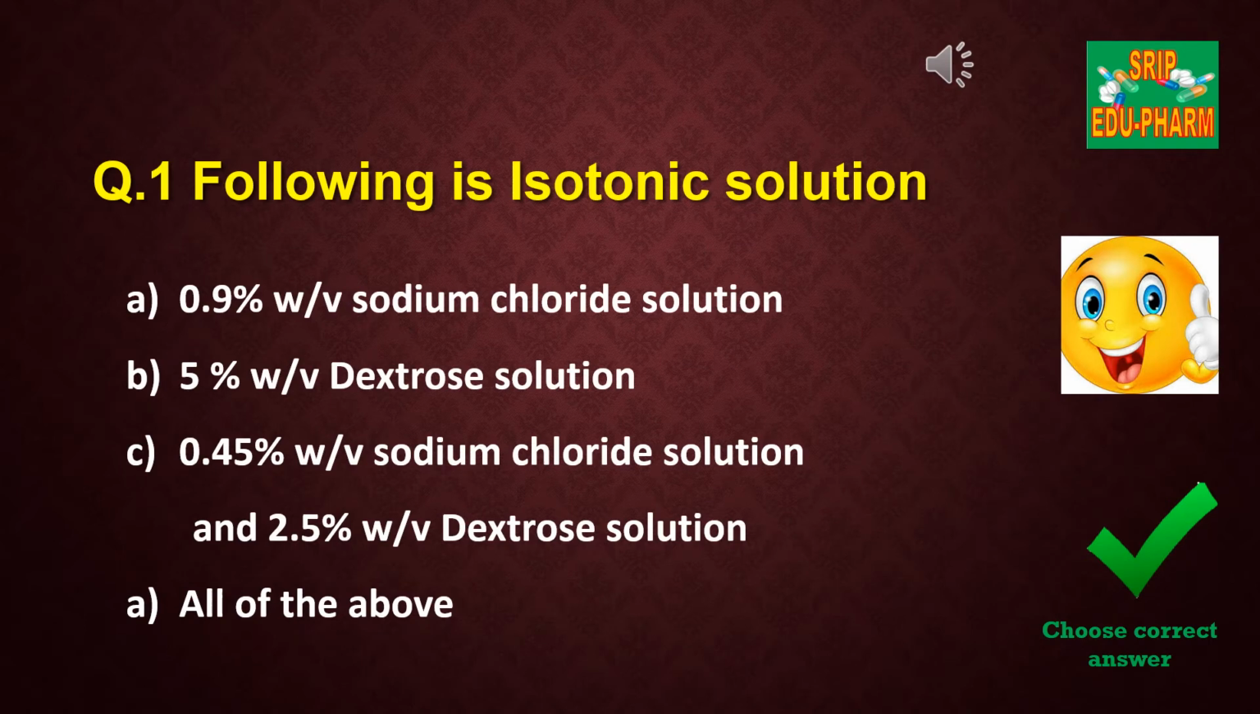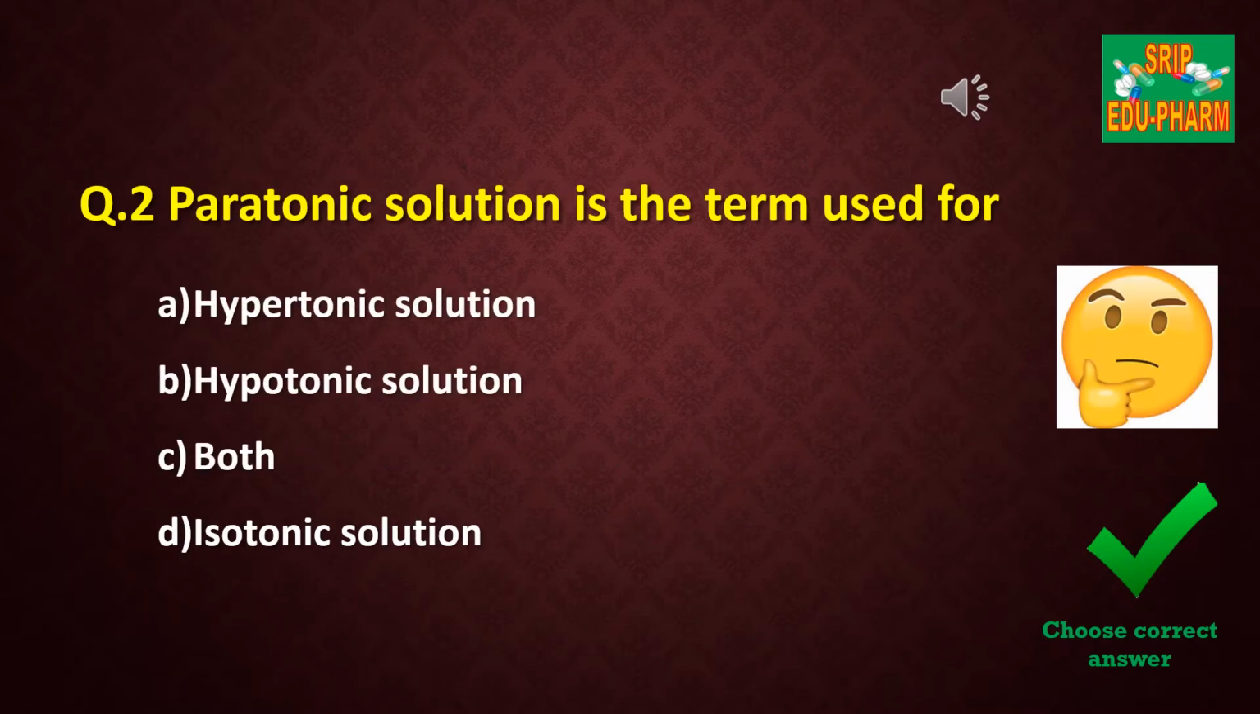First question: following is isotonic solution. A, 0.9% weight by volume sodium chloride solution; B, 5% weight by volume dextrose solution; C, 0.45% weight by volume sodium chloride solution and 2.5% weight by volume dextrose solution; and D, all of the above. Second question: paratonic solution is the term used for A, hypertonic solution; B, hypotonic solution; C, both; and D, isotonic solution.